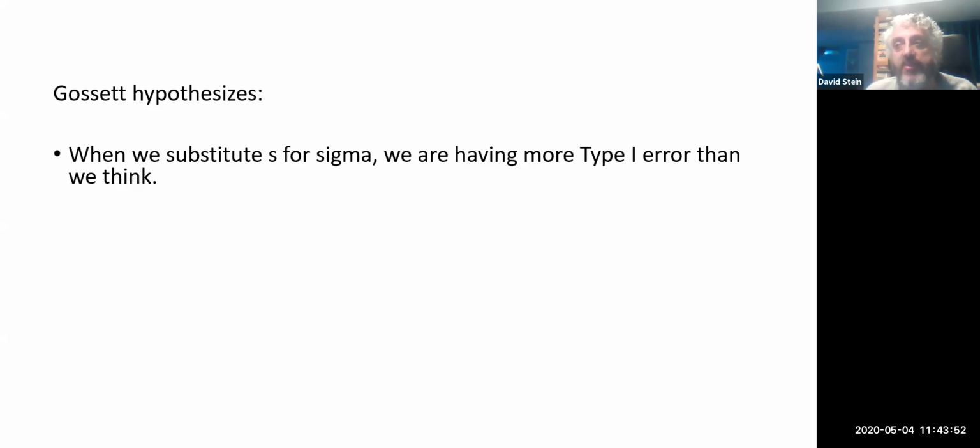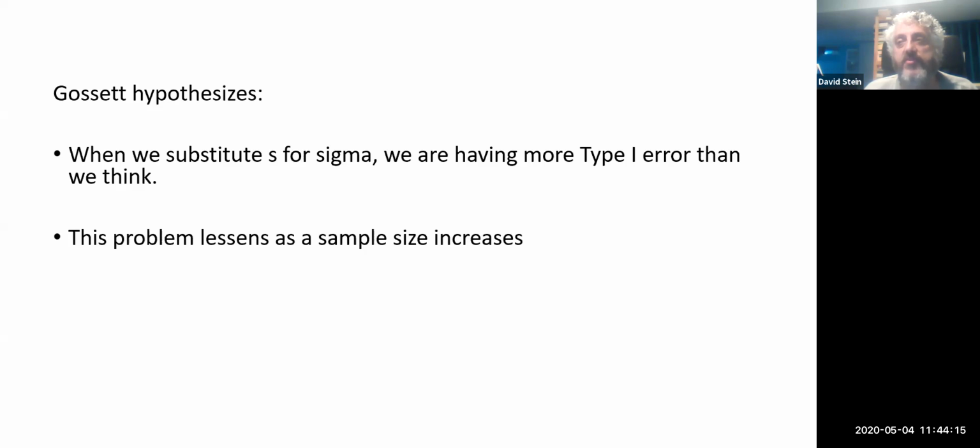He says the problem, he thinks that he's getting more type 1 error than he thought, is because he's substituting s for sigma. Since he doesn't know what sigma is, and he does have a standard deviation of a sample, and he puts that in, as we were talking about a minute ago, he thinks that's where the source of the error is. And furthermore, he thinks that the problem is bigger when there's a smaller sample size, and that as the sample size gets bigger, we don't really have this problem. And the reason he thinks nobody's thought about this before is that they were always using big sample sizes. When you have small sample sizes, he thinks there's a problem.